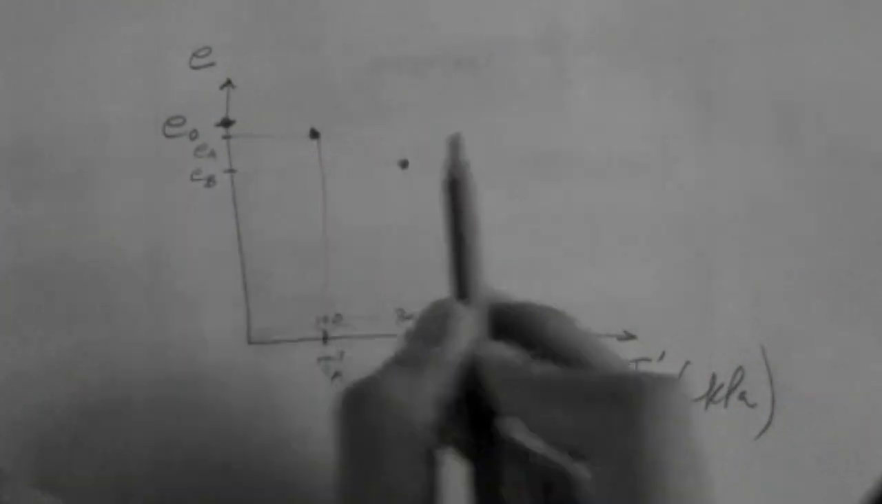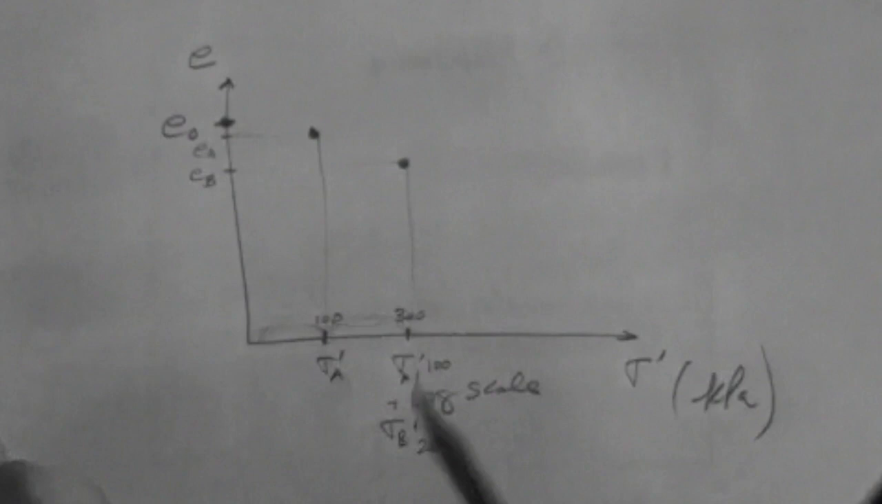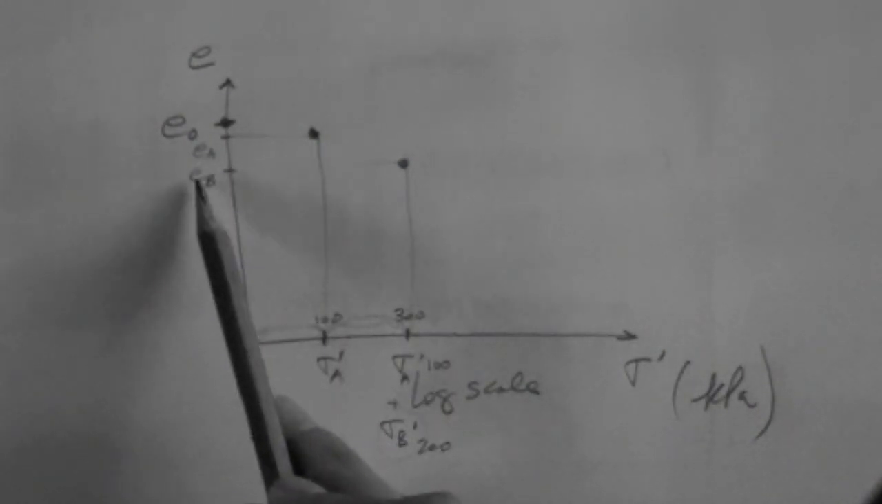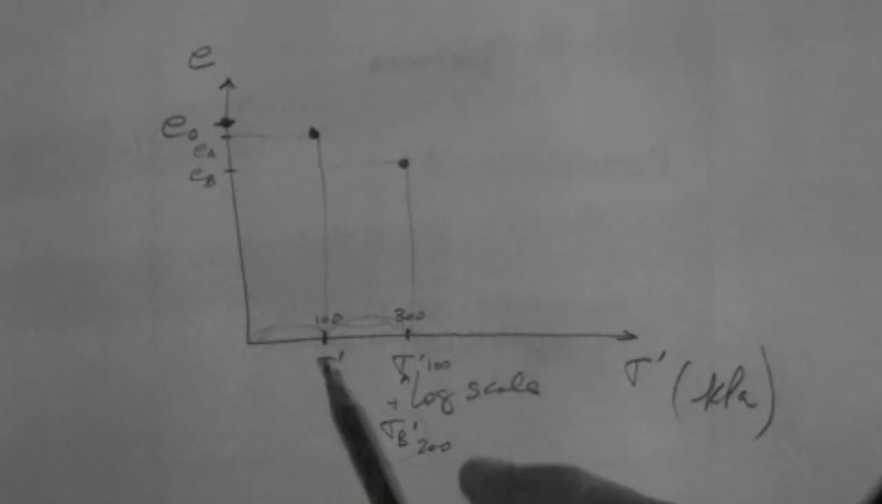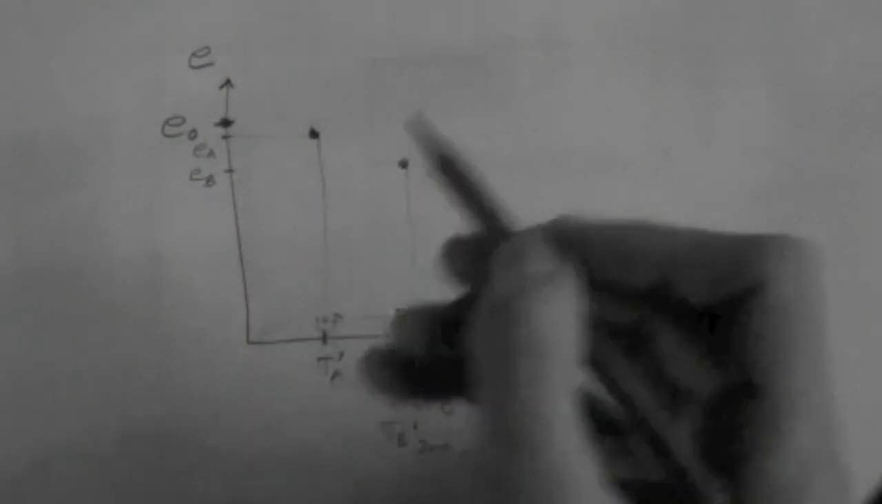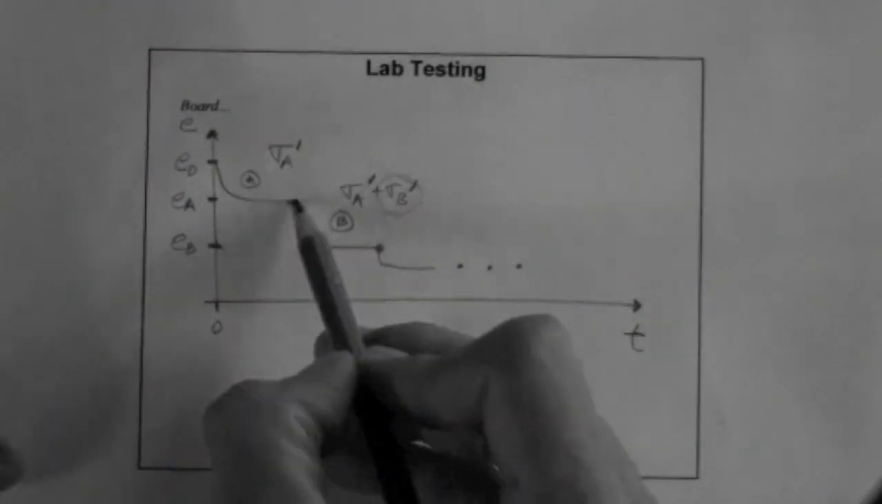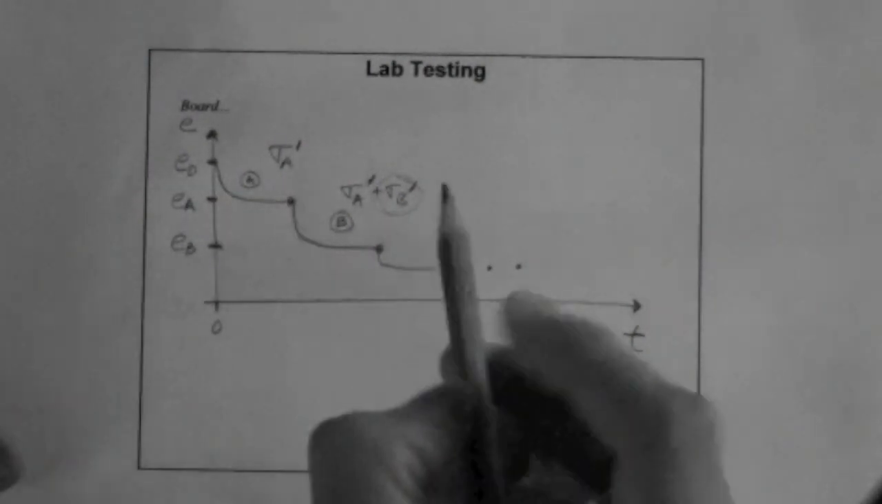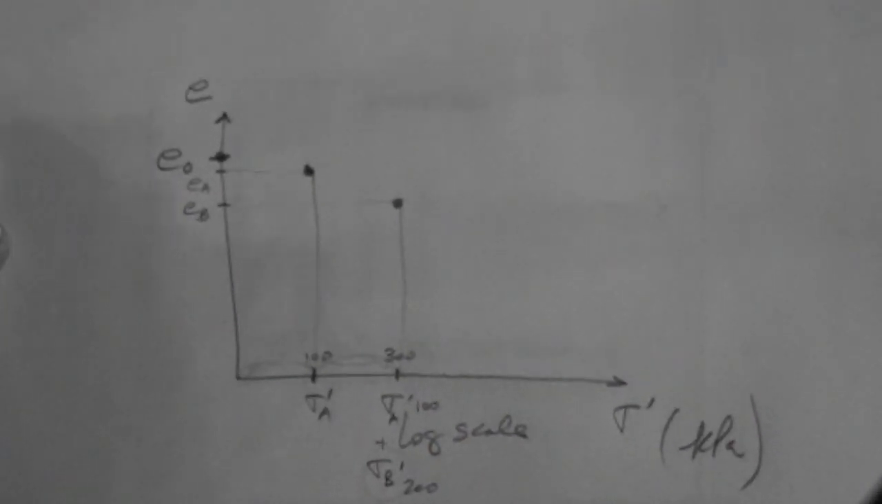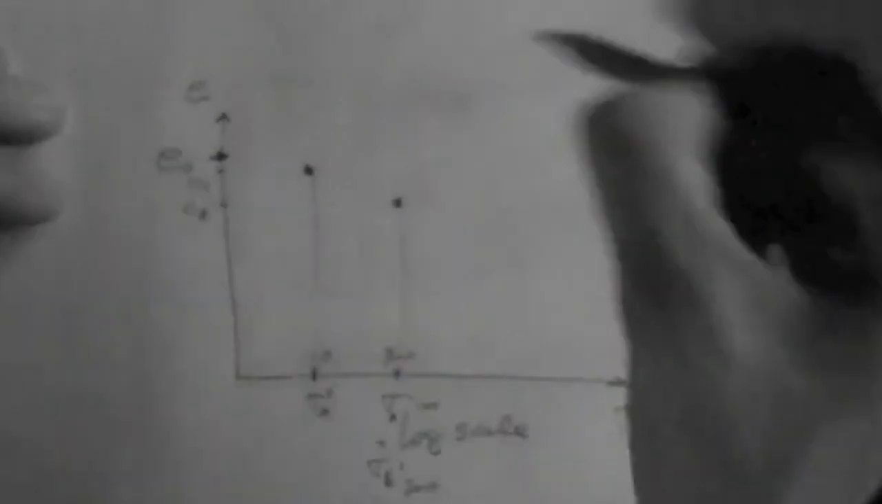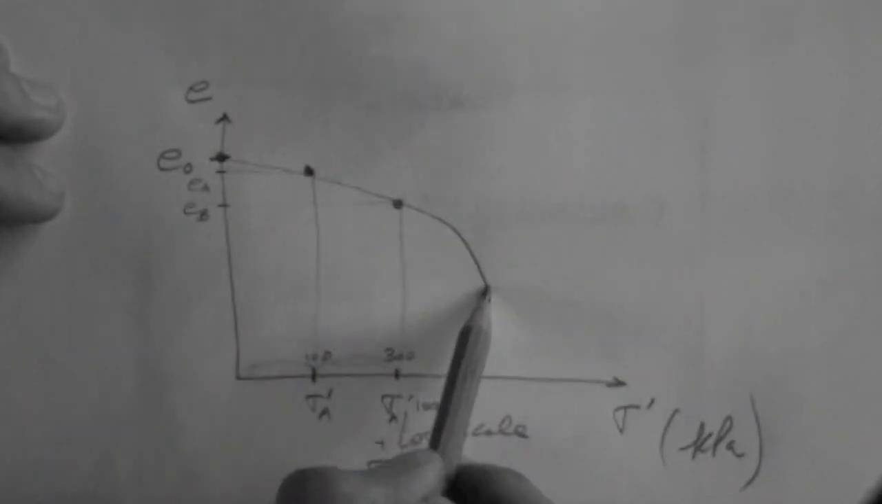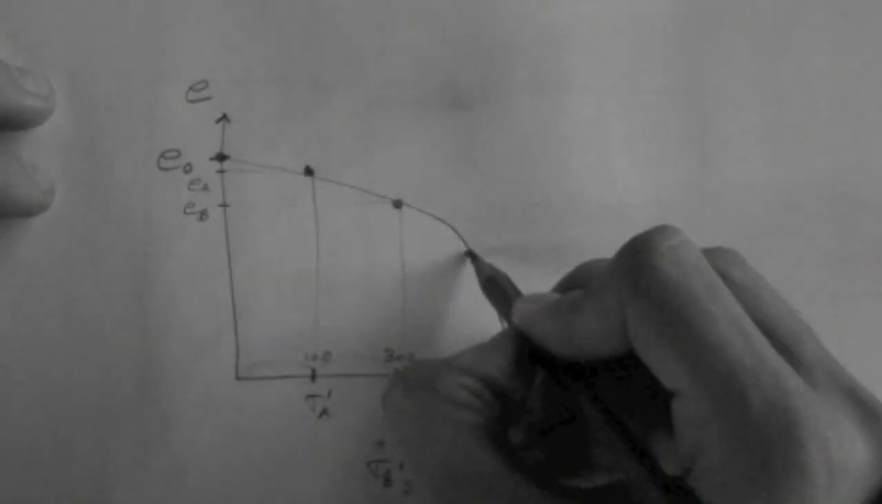eB. Okay? So we plot the state of stress at the end of consolidation, the value of the stress, versus the void ratio at the end of the corresponding stage. Okay? This plot comes from that plot. We basically take this point, this point, this point, etc., and we plot them in this space. Okay, eventually we're going to get something that looks like this. Okay, we keep on plotting points.